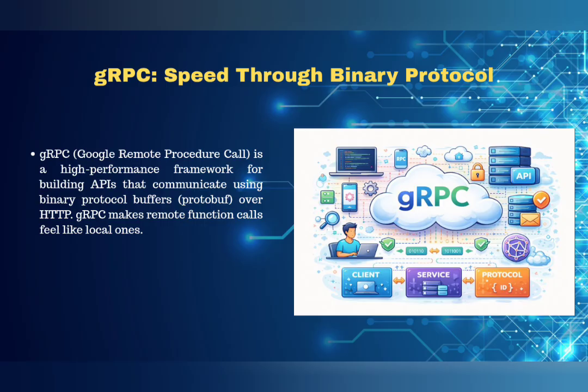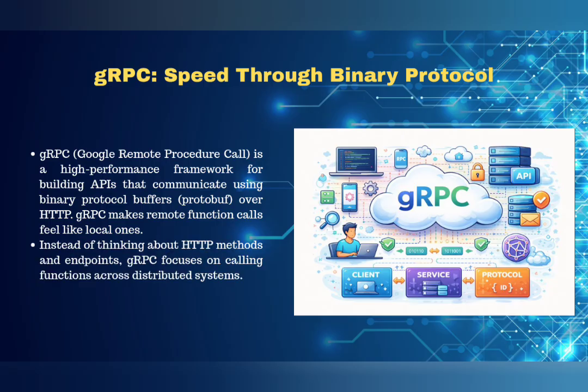Next API type is gRPC. gRPC, Google Remote Procedure Call, is a high performance framework for building APIs that communicate using binary protocol buffers, often called protobuf, over HTTP. gRPC makes remote function calls feel like local ones. Instead of thinking about HTTP methods and endpoints, gRPC focuses on calling functions across distributed systems.